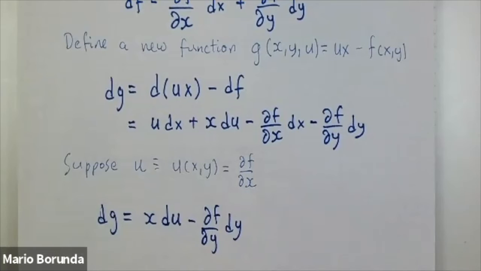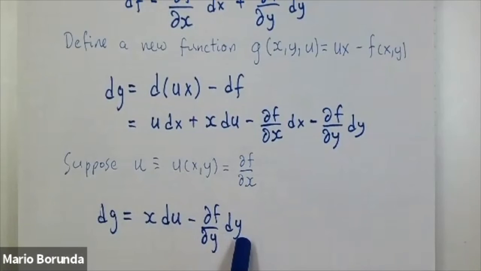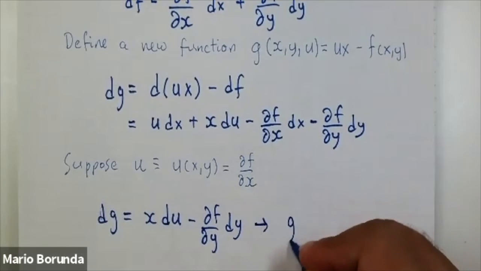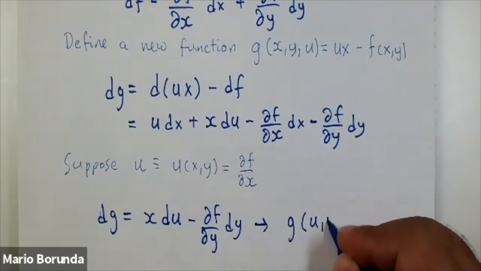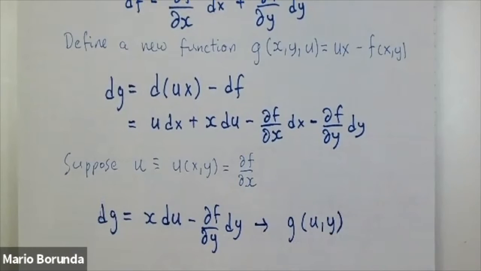So g is a function of u and y. It's not a function of x, u, and y like we were assuming, right? Because if you look at its total derivative, here's the y, and here's the other coordinate, and you don't have the other one. So this is a new function.